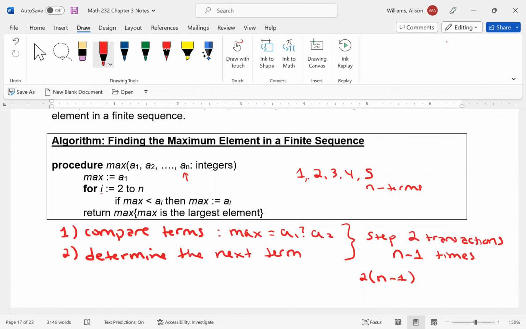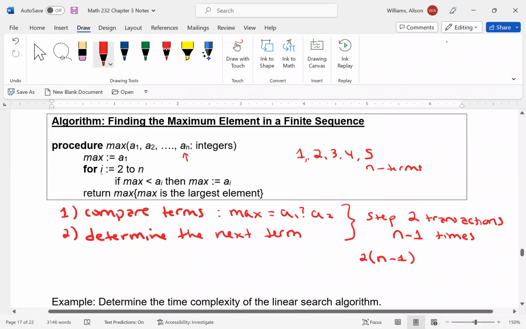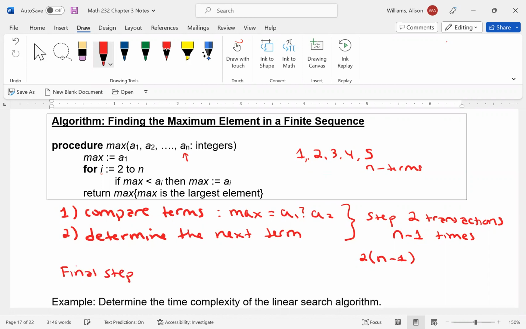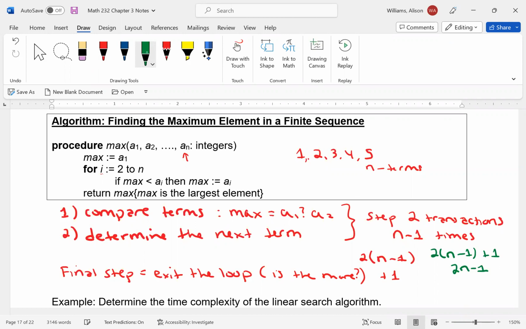All right. Then we do have an additional step. We have a final step that happens in all of them, where you exit the loop, or you decide whether or not you have to keep going. The program has to figure out if there's more that it has to do. So that adds an additional step. I'm going to do this in green. That means we have 2 times n minus 1 plus 1 steps, or if you do the math, 2n minus 1 transactions.